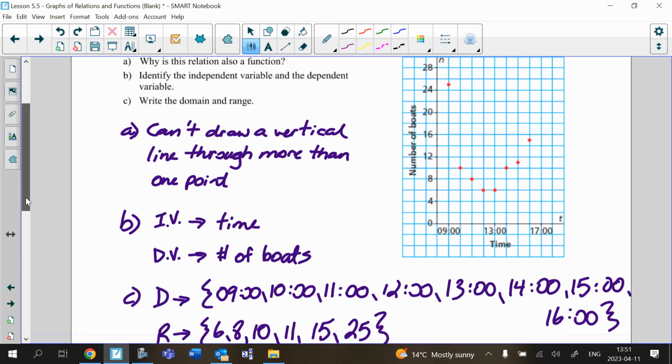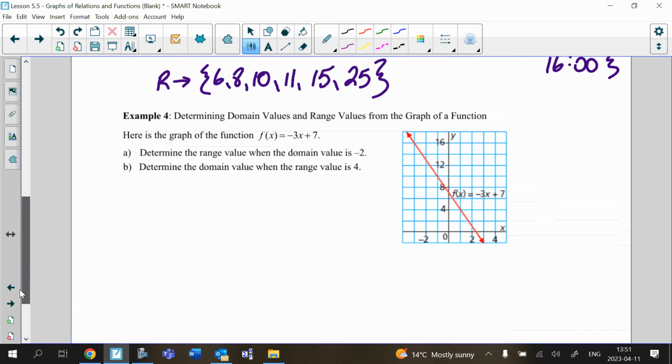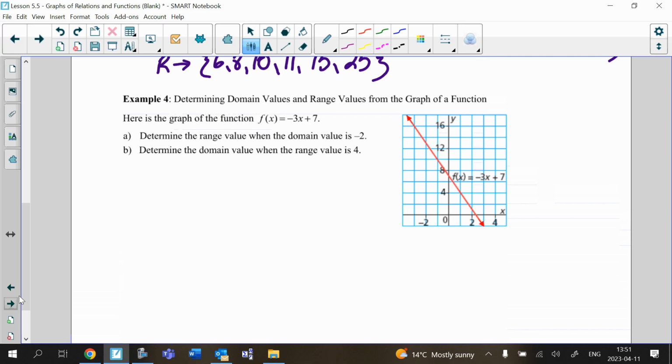So given this function, think y equals negative 3x plus 7. Find the y value when x is negative 2. That means go to the point where x is negative 2. Where is the point where x is negative 2? Here. And then I got to go up. It's here, isn't it? What's the y value there? Yeah, it looks like it's 13. So by the graph, y equals 13.